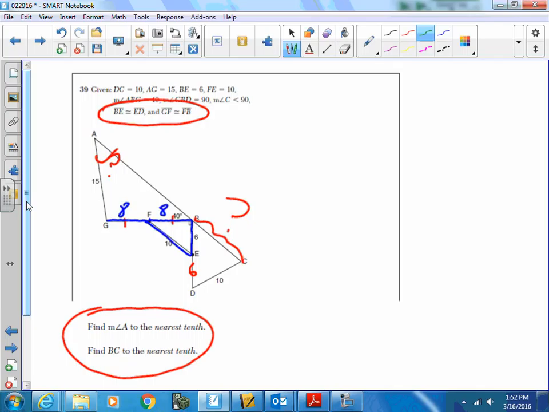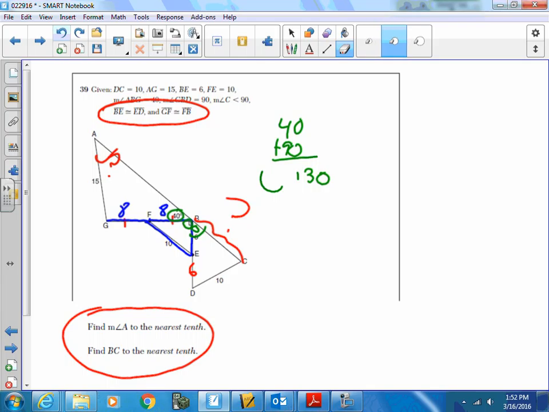Let's see here. We know that this entire line has to make 180 degrees, and it's made up by 3 angles. If I know this angle is 40 and this is 90, then this angle has to add up to 180 when you add all 3 up. So 40 plus 90 is 130. That means this angle CBD, that one right there, has to be 50 degrees. So we can mark that, and we know that that is 50 degrees.